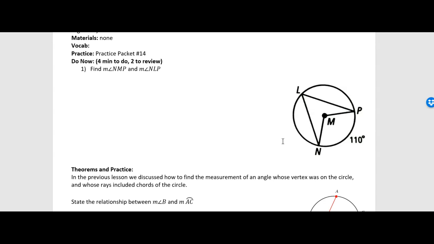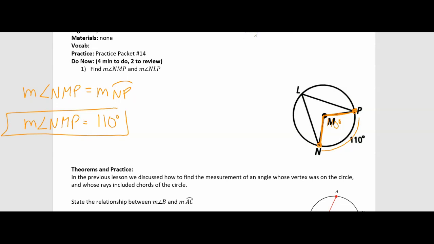Okay, so NMP, that is our central angle. Let's outline that in orange. And we know that central angles have the same measurement of their intercepted arc. So their intercepted arc is 110. That means this angle has got to be, not 55, I'm getting ahead of myself, 110 degrees. Central angles have the same measurement as their intercepted arc. So measurement of angle NMP is equal to the measurement of arc NP. So NMP is equal to 110 degrees.